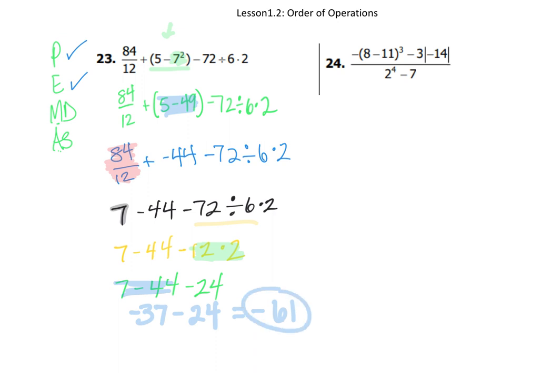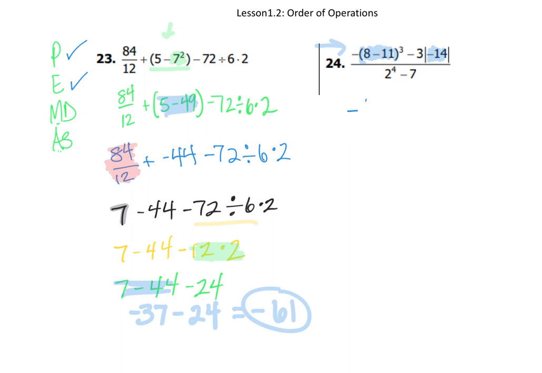Okay, one last example. We've got another fraction here, and let's look at our numerator first. I've got negative and then 8 minus 11 closed up, and then it's cubed, minus 3 times the absolute value of negative 14. So we've got some grouping symbols that we need to look inside those parentheses, and we're going to do that subtraction first. And then I've also got the absolute value of negative 14.